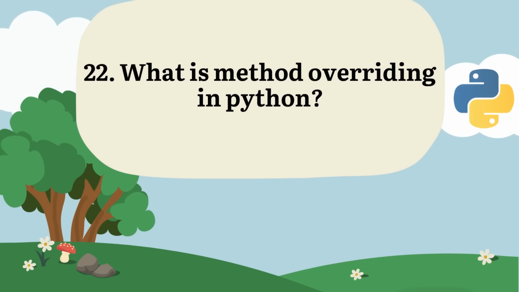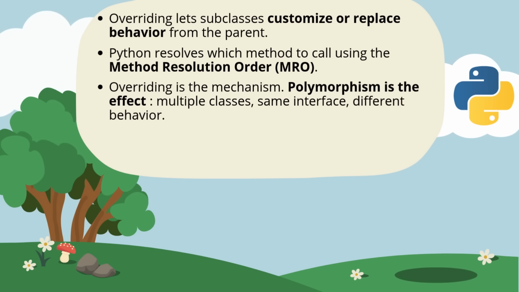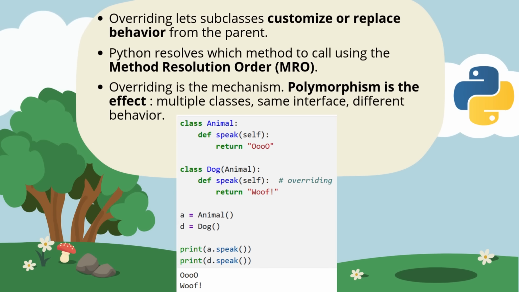Next question, what is method overriding in Python? That's when a child class redefines a method from its parent class to provide a new implementation. This is how polymorphism is achieved in Python.